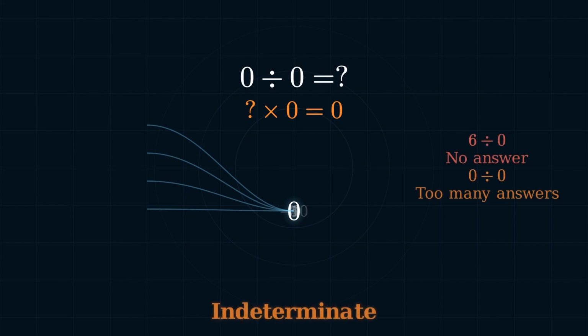Different expressions can approach 0 over 0 and lead to different limits. x over x approaches 1. x squared over x approaches 0. sin x over x approaches 1. The symbol 0 over 0 does not contain enough information to choose one answer.